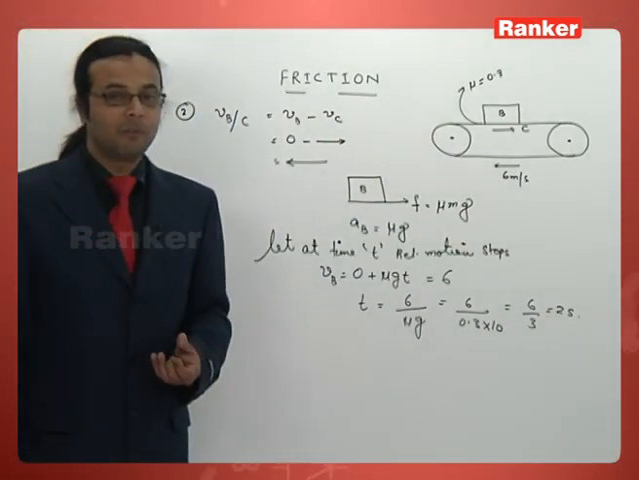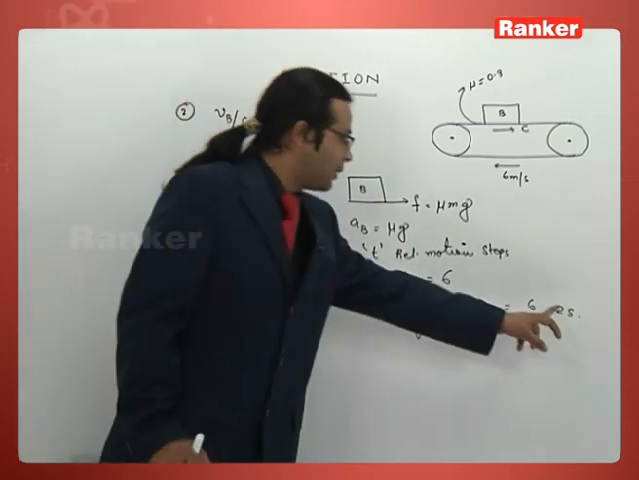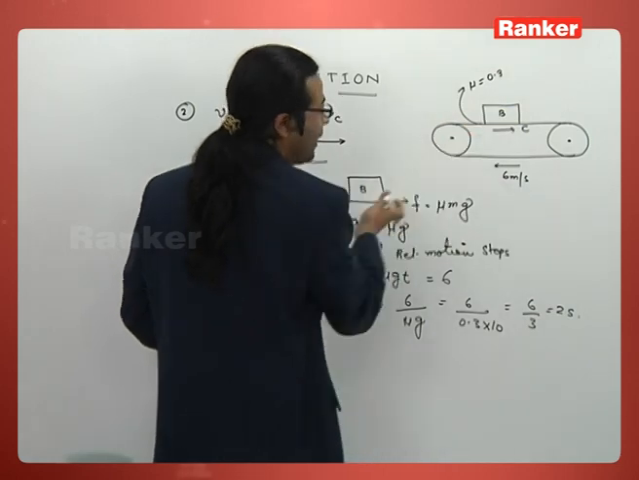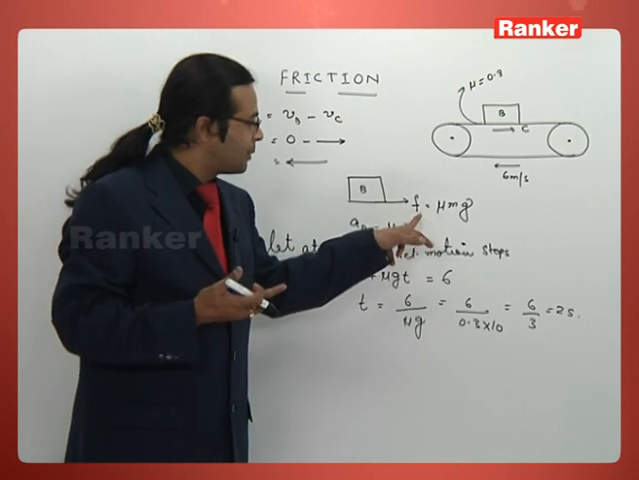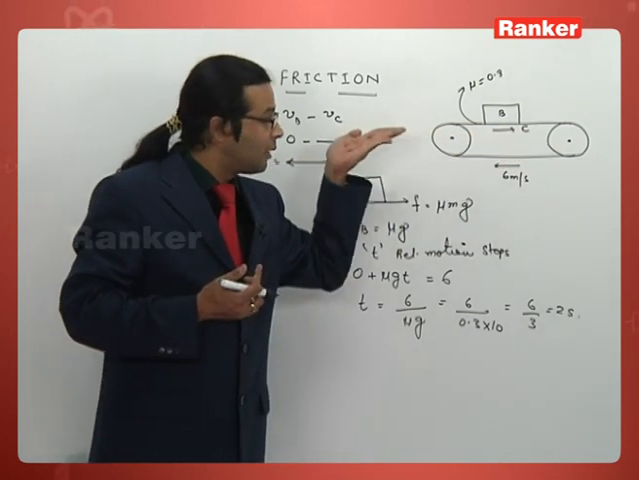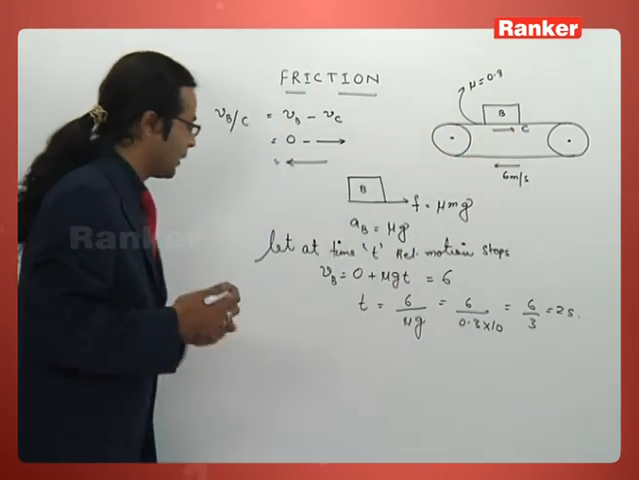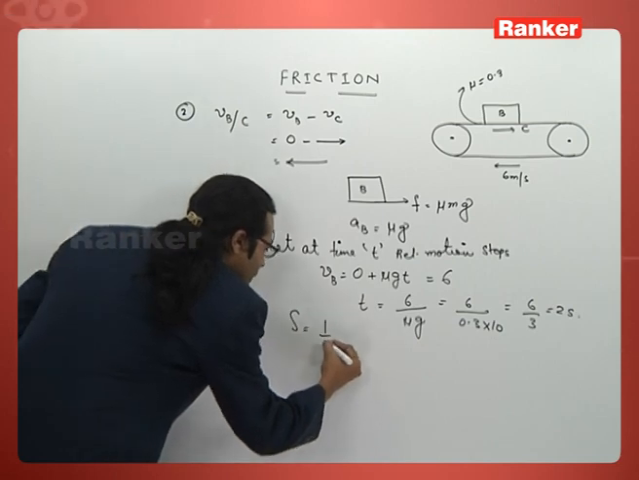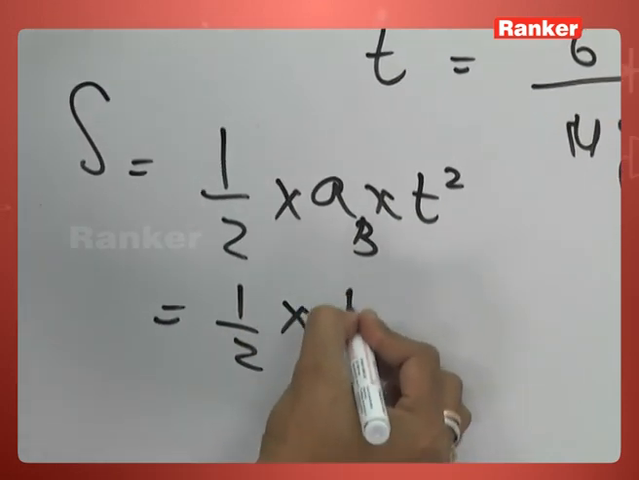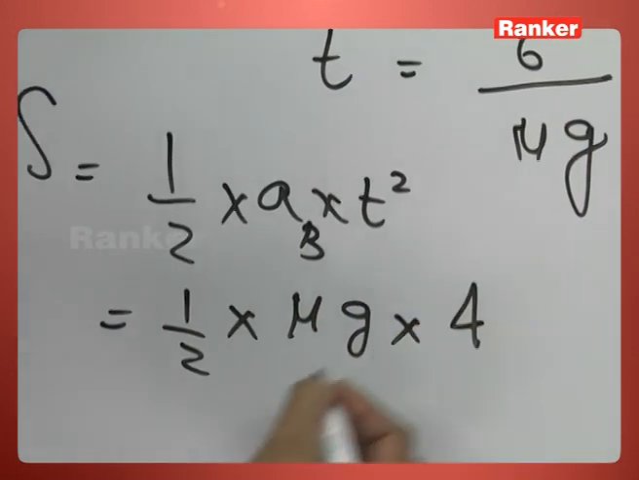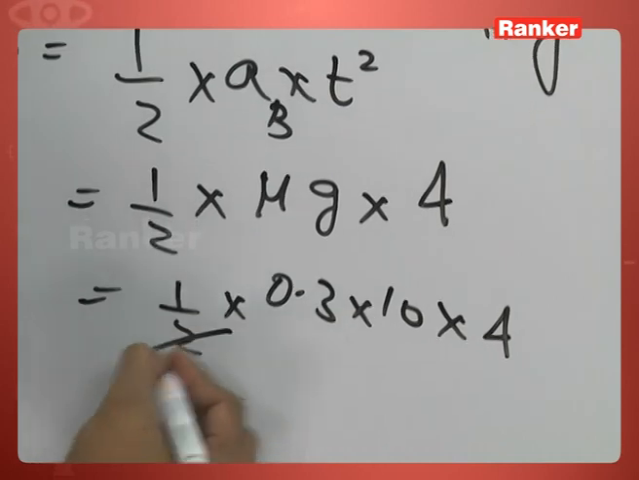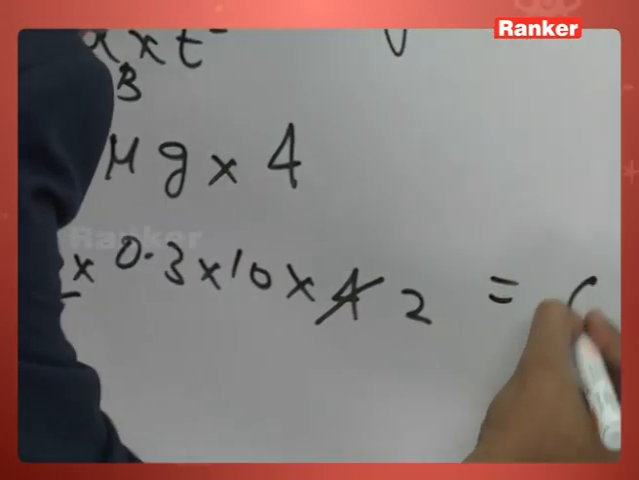So the time when the relative motion stops is 2 seconds. And displacement: since the frictional force acting on block B is in the forward direction, that frictional force is providing an acceleration which will make this block B move in the forward direction. So there will be some displacement of this block in the forward direction. So displacement of the block is half into a into t squared. Half into acceleration of B, mu g, into t squared, which is 4. So half into 0.3 into 10 into 4. This becomes 3 into 2, 6 meter.